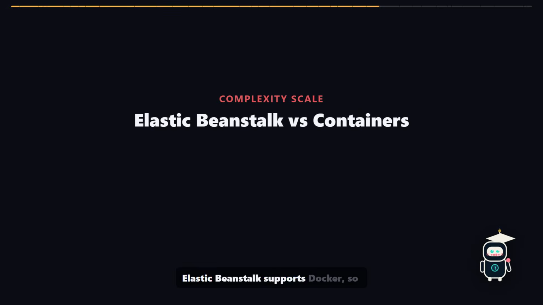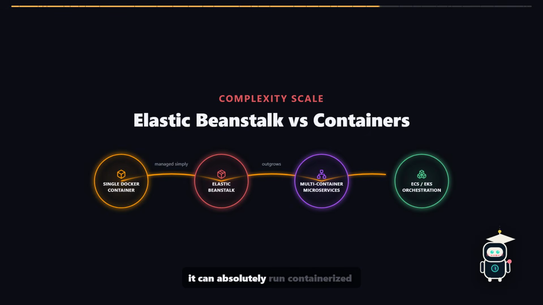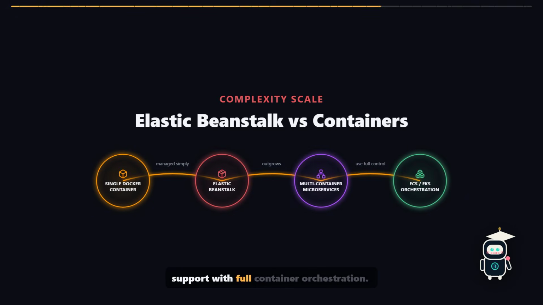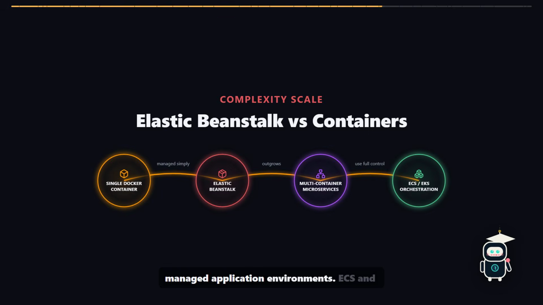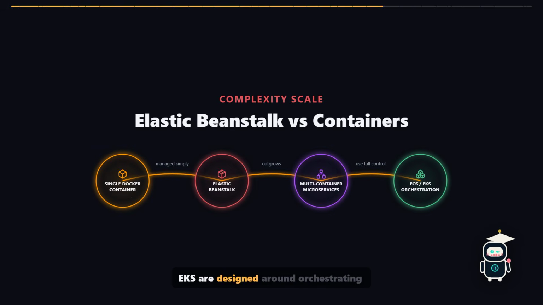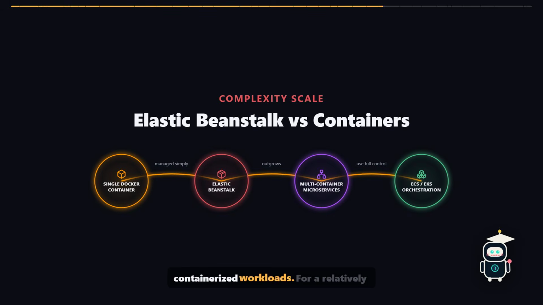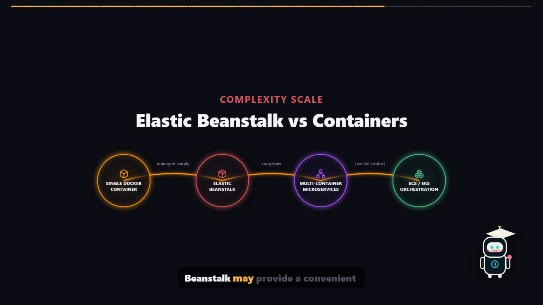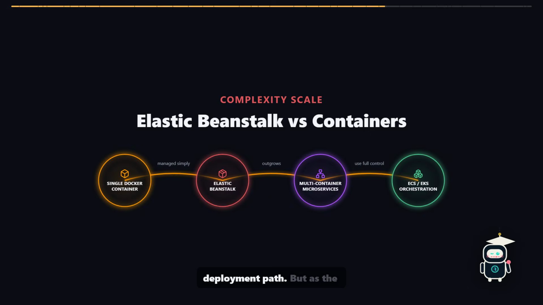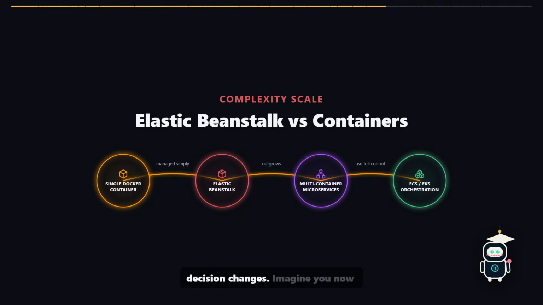Elastic Beanstalk supports Docker, so it can absolutely run containerized applications. But don't confuse Docker support with full container orchestration. Elastic Beanstalk is designed around managed application environments. ECS and EKS are designed around orchestrating containerized workloads. For a relatively straightforward containerized web application, Elastic Beanstalk may provide a convenient deployment path. But as the architecture becomes more complex, the decision changes.